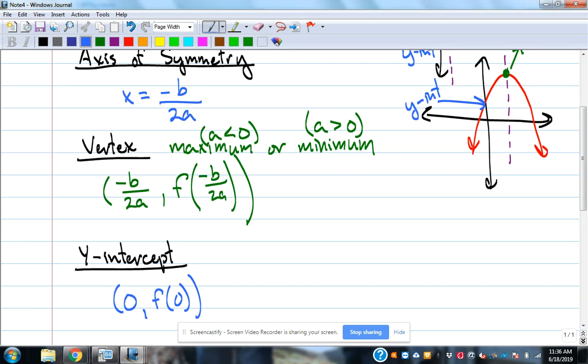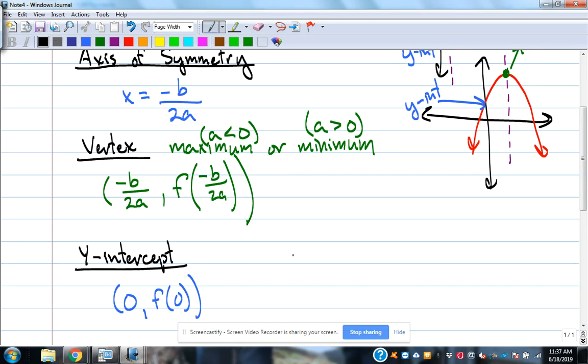In most cases, if it's in standard form, that will be the c that's on the end. It's most of the time what it is, unless there's some other numbers involved or it's in a different form. But we can always plug a 0 in for x and get the y-intercept. Any problem we ever encounter, that's what we can do to get the y-intercept. Plug a 0 in for x.